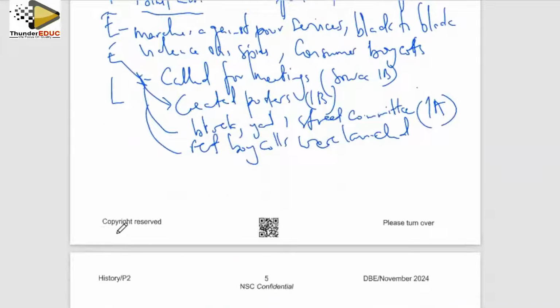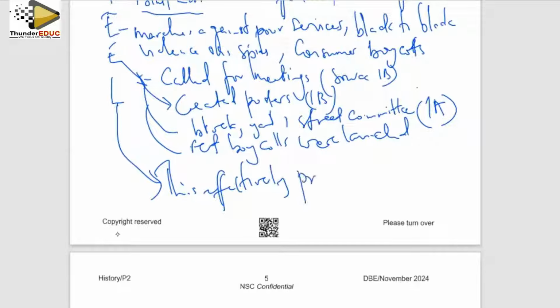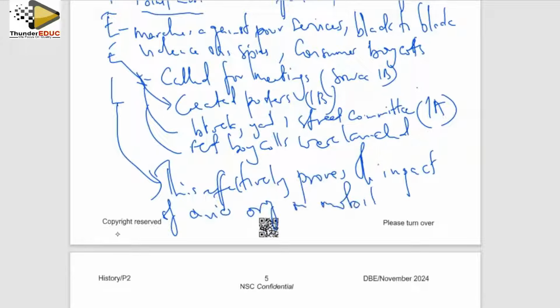Then you go on to your last part, which is the link. Show that whatever you said in the line of argument was proved by the paragraph. Or you can conclude your paragraph. You can tie up your paragraph by saying this effectively proves the impact of civic organizations on mobilizing Black people, mobilizing resistance.